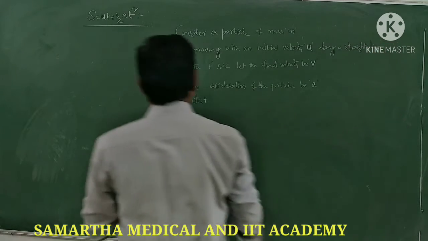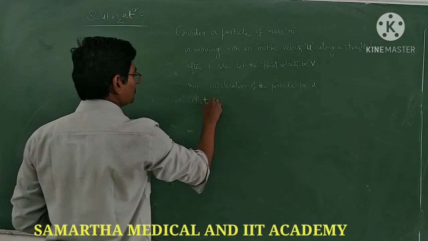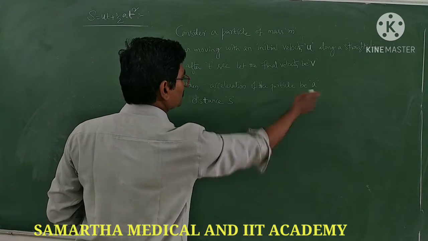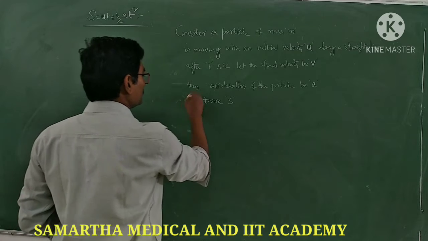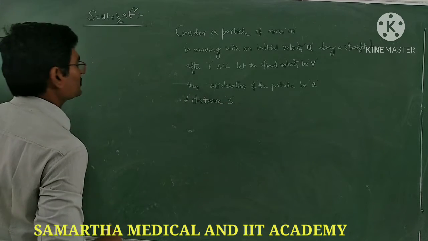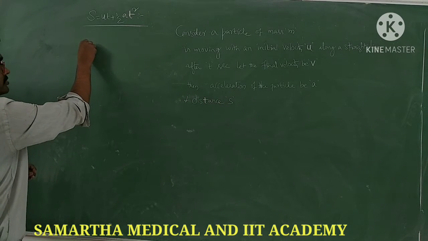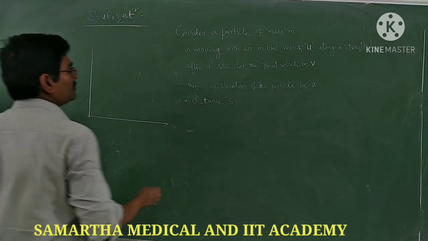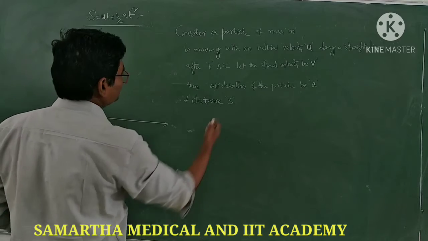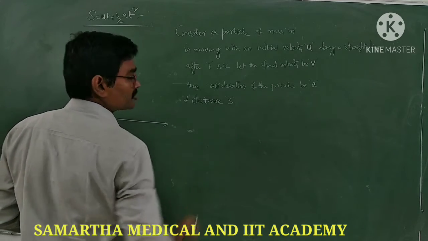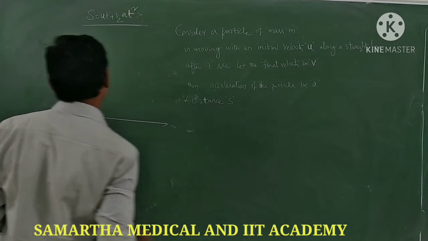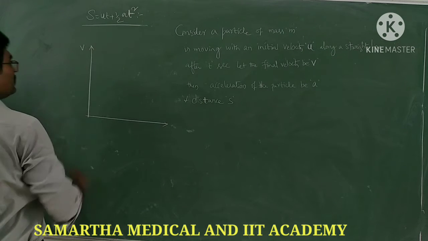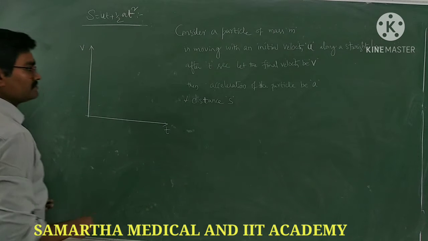For this straight line, the displacement or distance is S. Distance or displacement, whatever it is. See here, I am going to draw the Vt curve, the velocity time curve. Since it is going along a straight line, distance and displacement are both equal, so you can say displacement. Okay, so see here, this is V and this is t, the Vt graph.